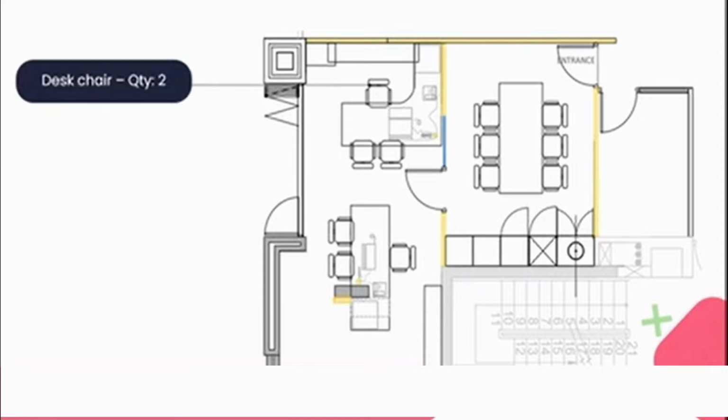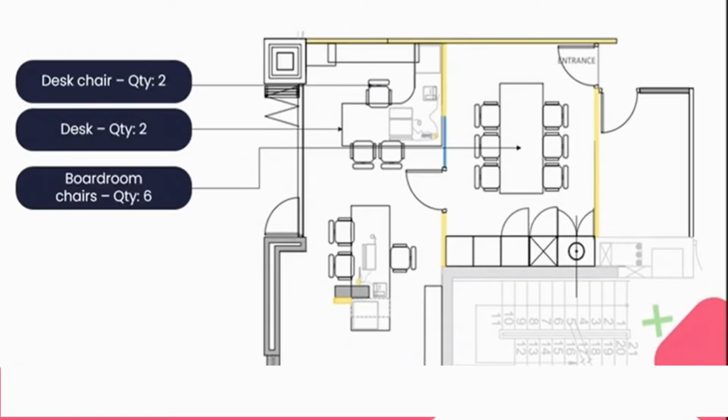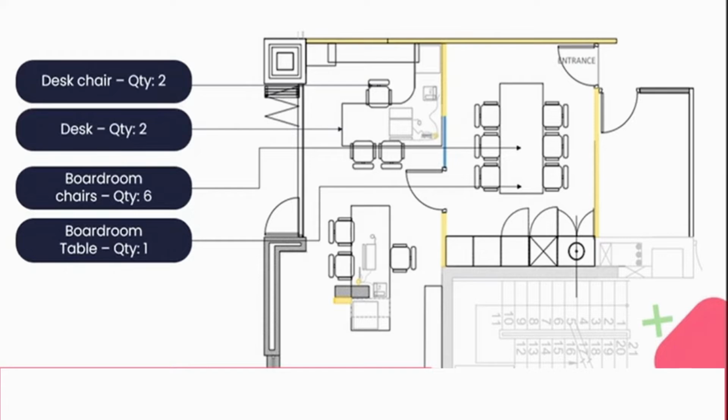So I can see that we're going to need 2 desk chairs, 2 office chairs. We're going to need 2 desks. We're going to need 6 boardroom chairs. And we're going to need 1 boardroom table. To get all of this information and specification on these furniture items, I would typically go to a furniture showroom to find as many options as I possibly can.